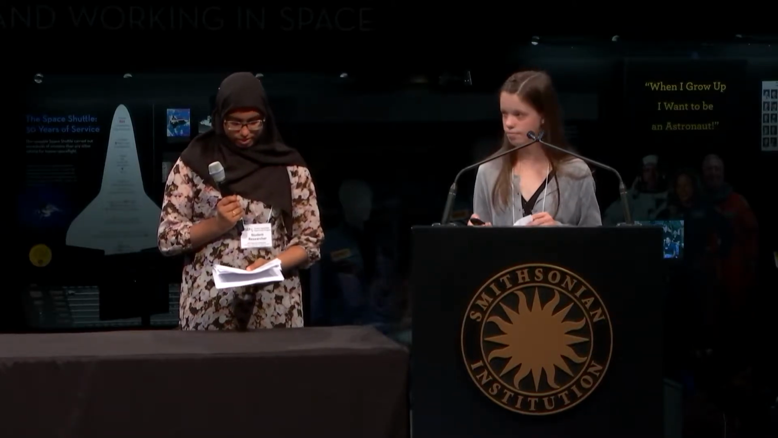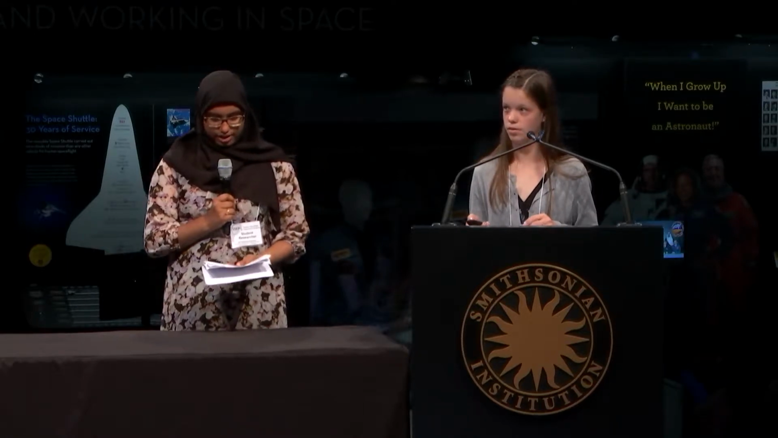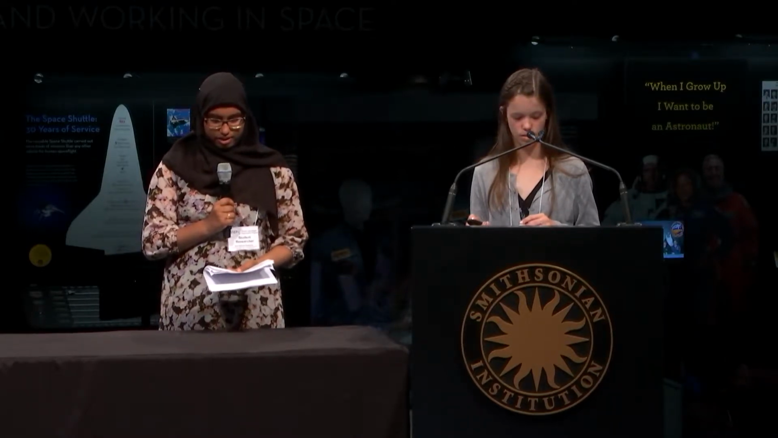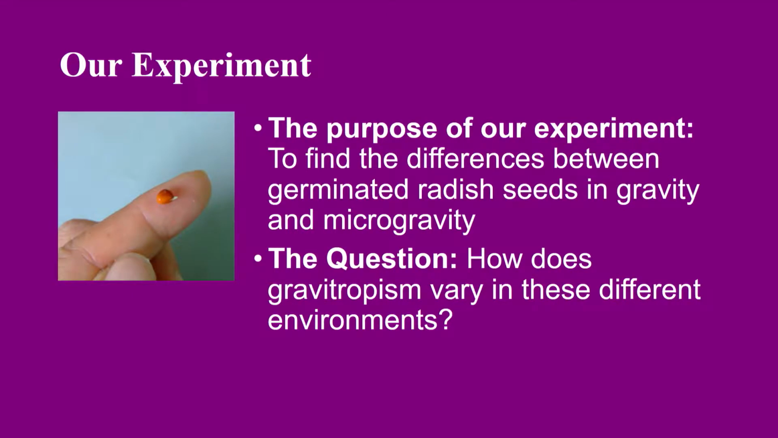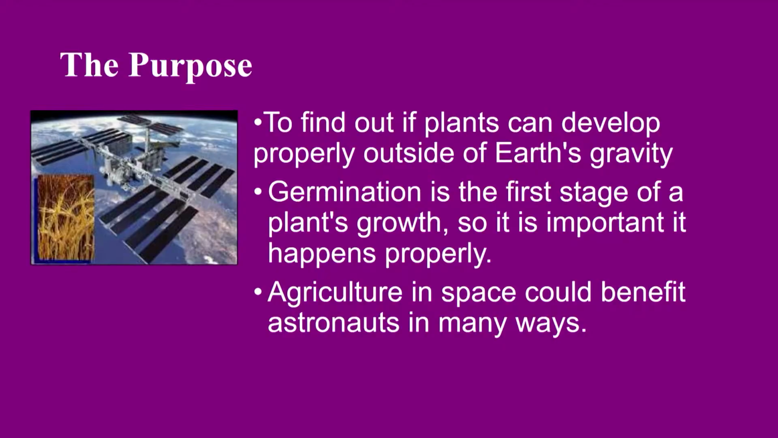in September. Our main question was, how does gravitropism vary in different environments, the environments being in space and on Earth? Gravitropism is the focus of our entire experiment, and it simply means how the plant responds to the stimuli of gravity. Since these two places have different amounts of gravitational pull, we thought it would be interesting to test plant growth. The purpose of our experiment is to find out if a seed can germinate properly outside of Earth's gravity. Germination is the first stage of a plant's growth, so it is extremely important that this happens properly. If the seed does not germinate, the plant will not grow.